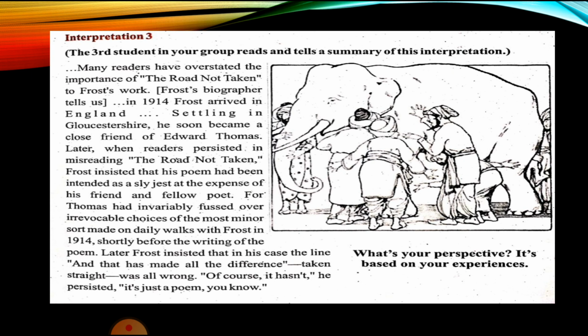See, sly jest means what? An intention which is hidden in it, at the expense of his friend and fellow poet. For Thomas had invariably fussed over irrevocable choices. Irrevocable choices means what? Unable to change it. And minor ones made on daily walks with Frost in 1914, shortly before the writing of the poem. Later, Frost insisted that in his case the line "and that has made all the difference," taken straight, was all wrong. "Of course, it hasn't," he persisted. "It's just a poem, you know."